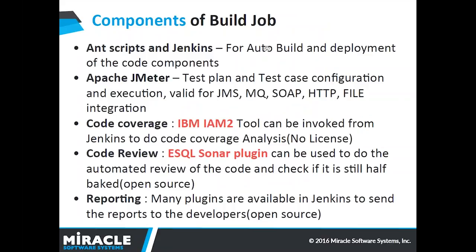Okay, here are the components which I've been talking about, and scripts in Jenkins which do auto build and deployment. JMeter, open source, for testing. Code coverage, we use the IBM IAM2 tool. Code coverage, we also used the open source Sonar plugin. And for reporting, there are many open source plugins based on your need. You can configure it to use in your landscape.